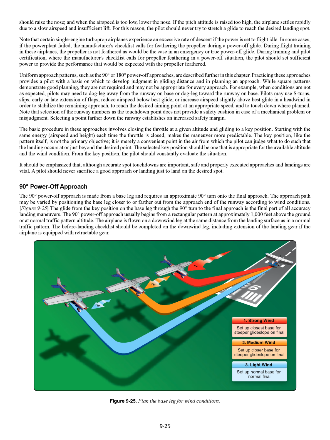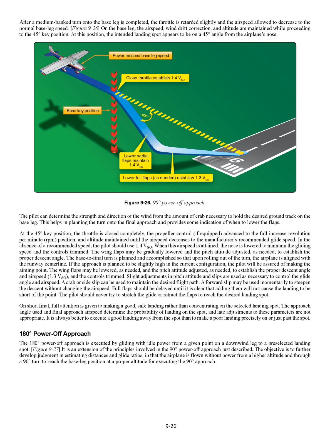The 90 degrees power off approach usually begins from a rectangular pattern at approximately 1,000 feet above the ground or at normal traffic pattern altitude. The airplane is flown on a downwind leg at the same distance from the landing surface as in a normal traffic pattern. The before landing checklist should be completed on the downwind leg, including extension of the landing gear if the airplane is equipped with retractable gear. After a medium bank turn onto the base leg is completed, the throttle is retarded slightly and the airspeed allowed to decrease to the normal base leg speed.